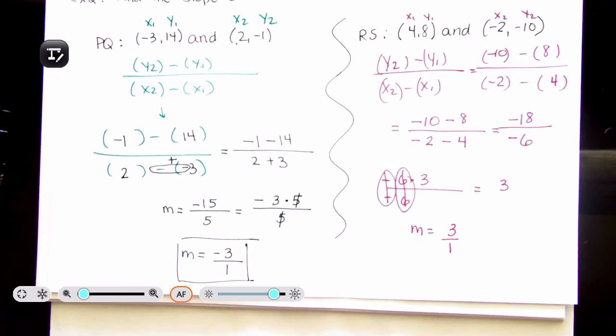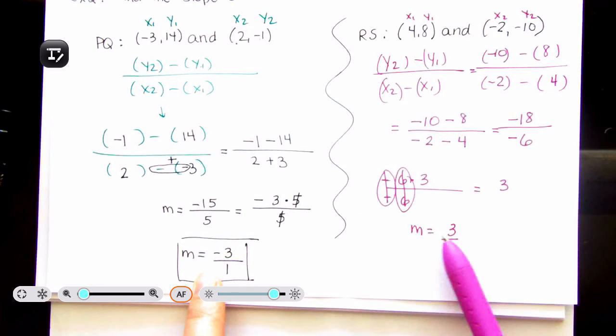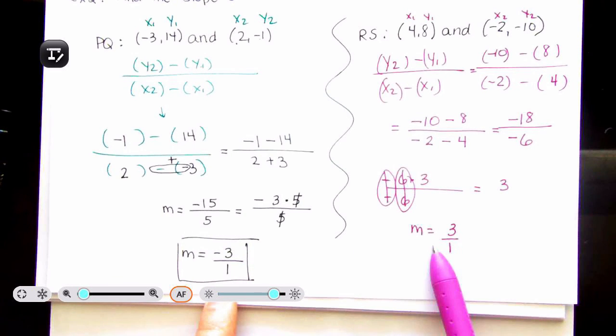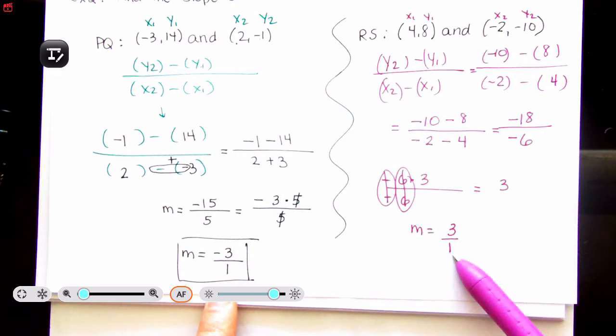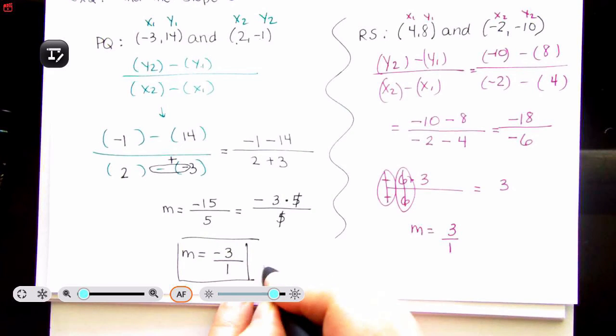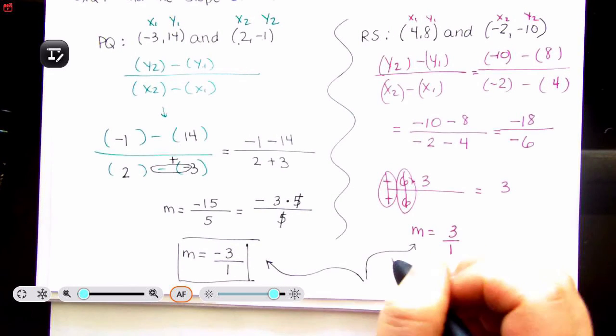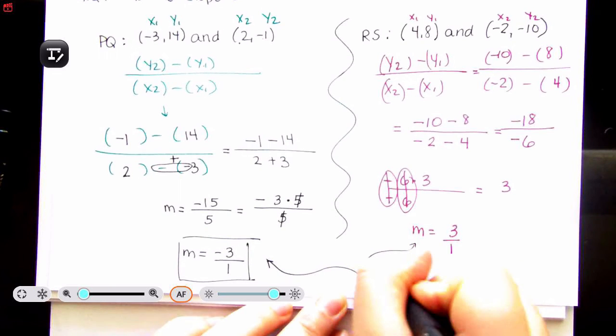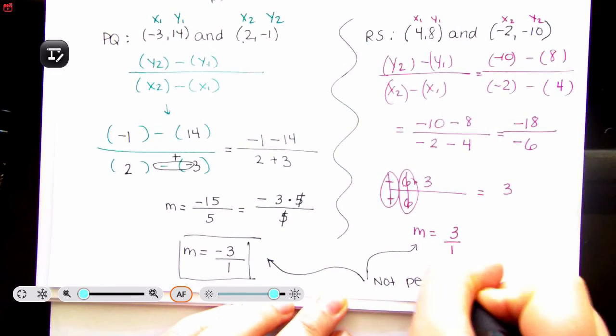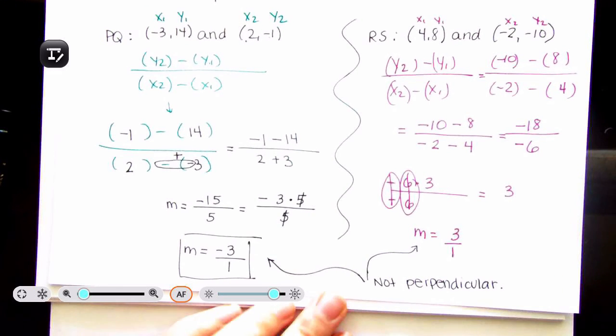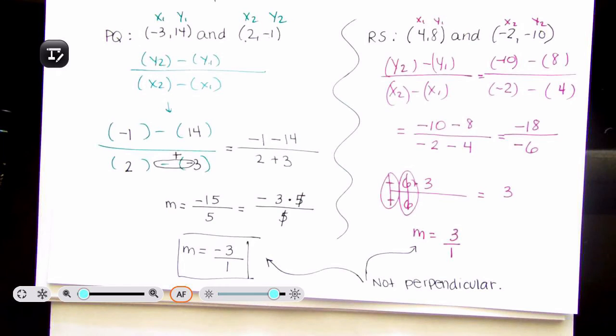So now we have to check. Are they opposites of each other? Is one positive and one negative? Yes, this slope is positive and this slope is negative. Are they reciprocals of each other? Did the fraction flip? No. I have 3 over 1 and 3 over 1, so the fraction did not flip. Therefore, our conclusion is not perpendicular. They have to be both opposites and reciprocals.